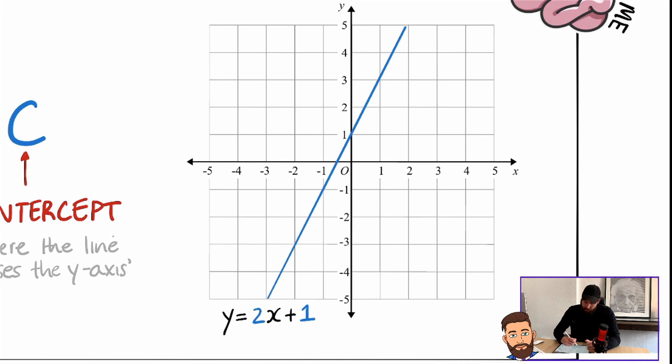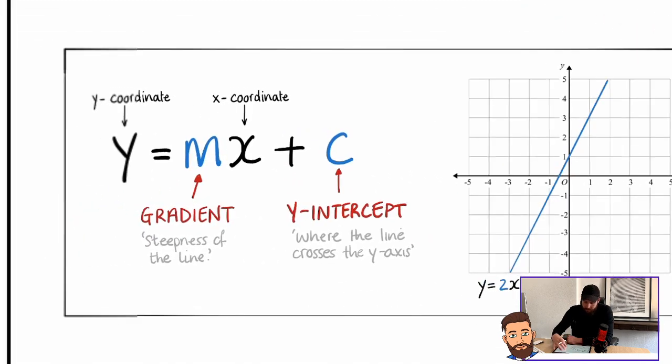Well, obviously a straight line is one that is straight and sits on an XY axis. So this blue line here is what we would say is a straight line, and this straight line has 2 elements. The equation of the line, we say, has a gradient and has a y-intercept.